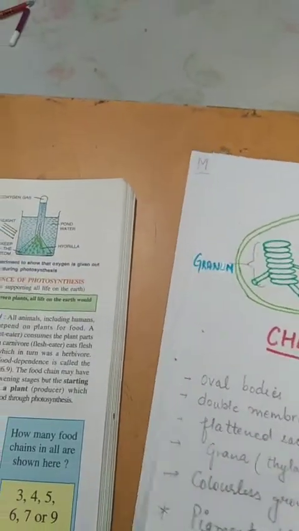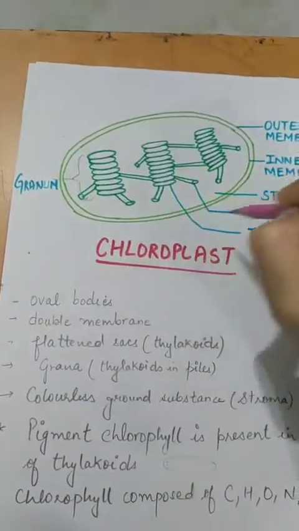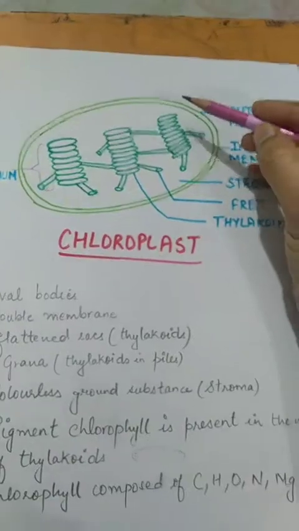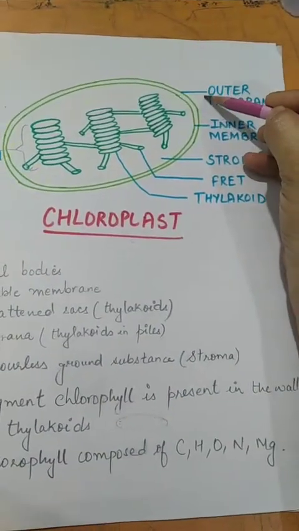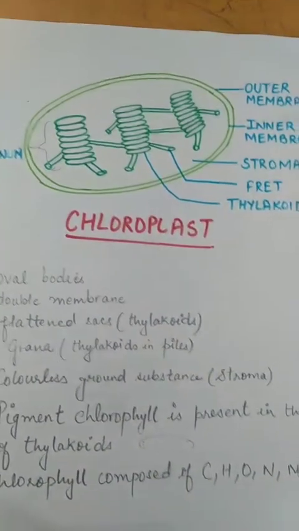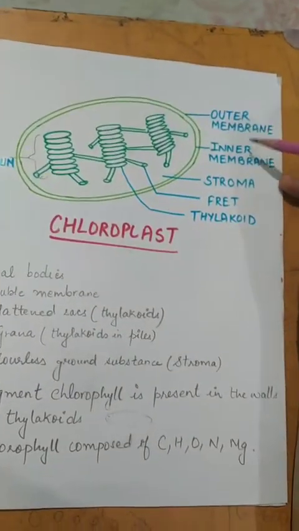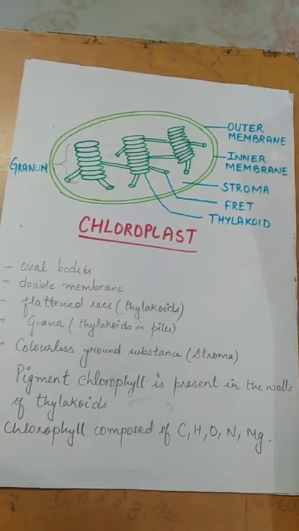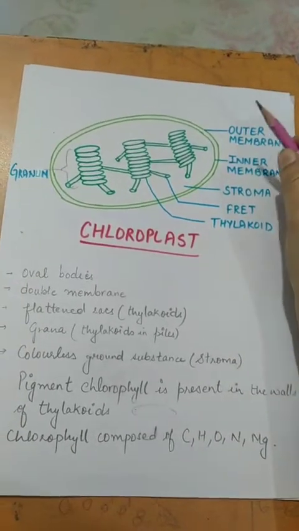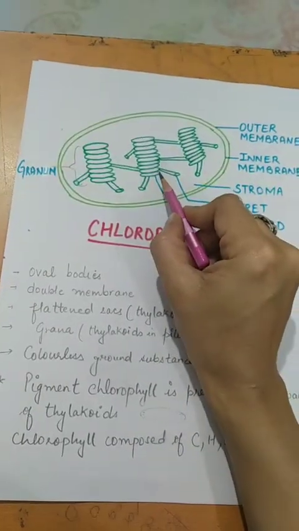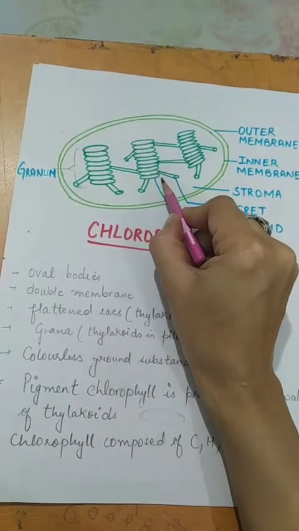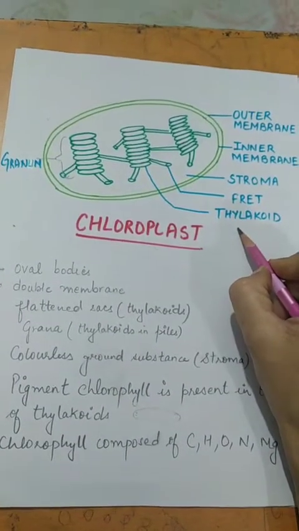As we all know, chloroplast is an oval shaped organelle and it is double membrane, like it has an outer membrane and an inner membrane. The outer membrane is fully permeable and the inner membrane is semi-permeable in nature. After this, it has flattened sac-like structures that are known as thylakoids.